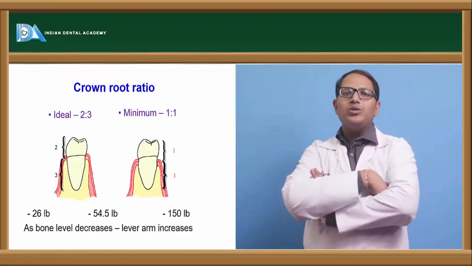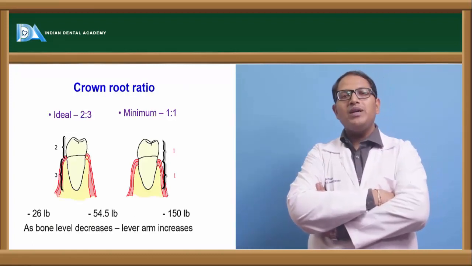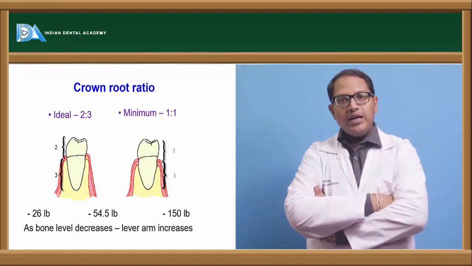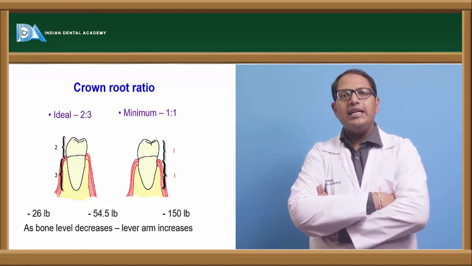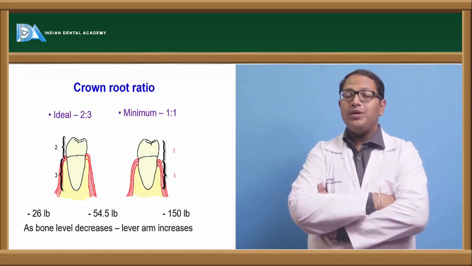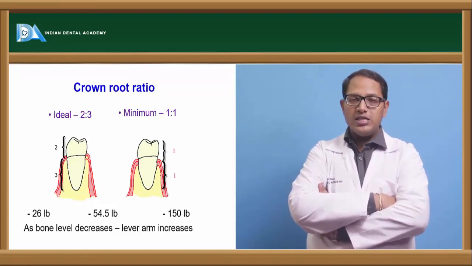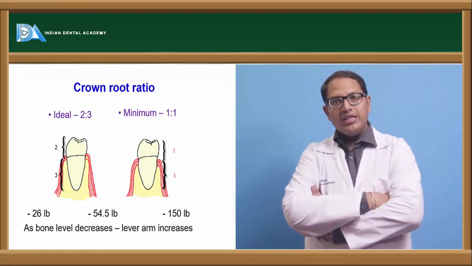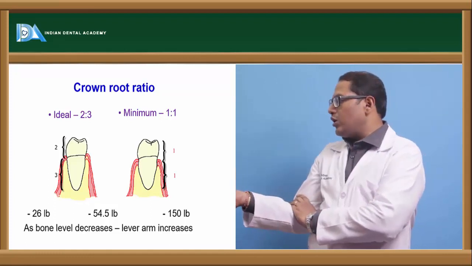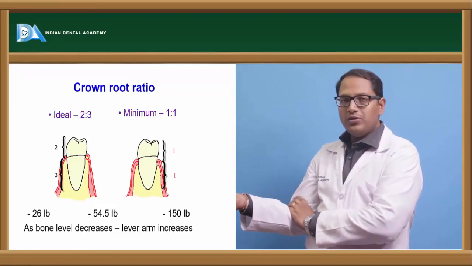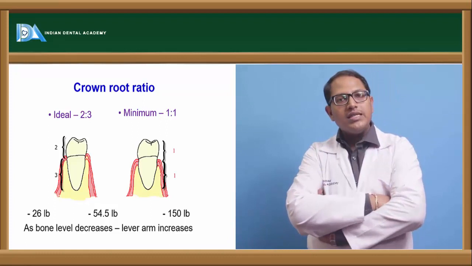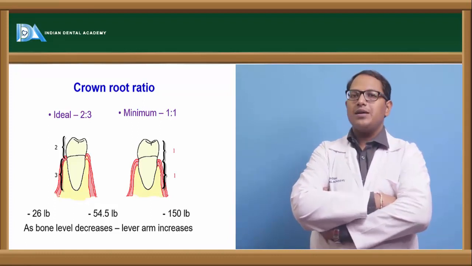The first one is the crown root ratio. Now what should be an ideal crown root ratio? It should be around 2:3. But if not present, at least it should be 1:1. Because if the crown is bigger and the root is smaller, then again it will cause a cantilever effect. There will be an offset load on this particular section of the crown and it will tip the crown which we are giving.